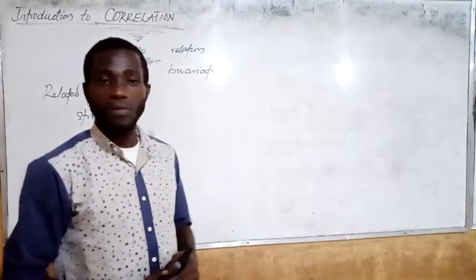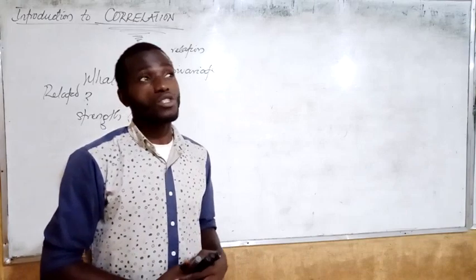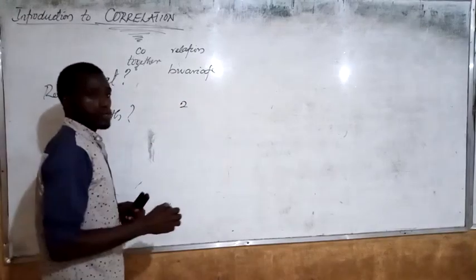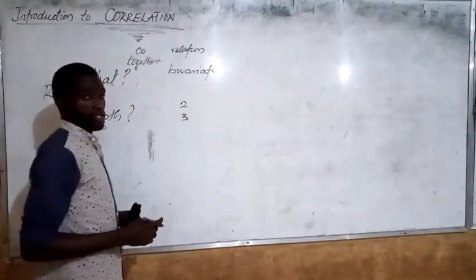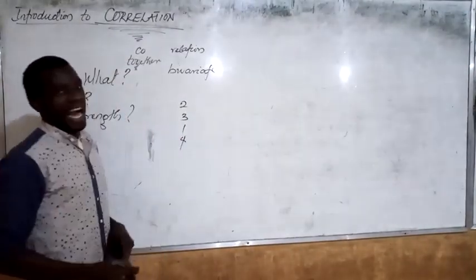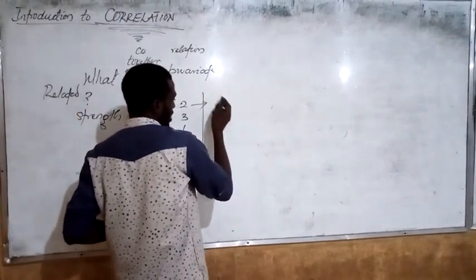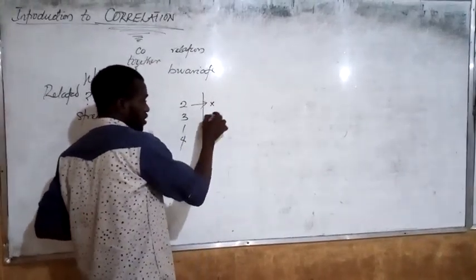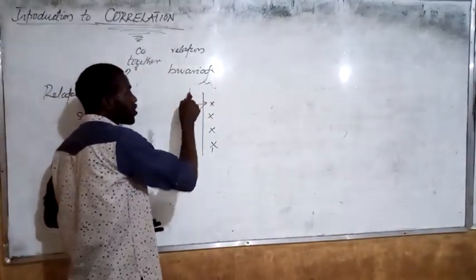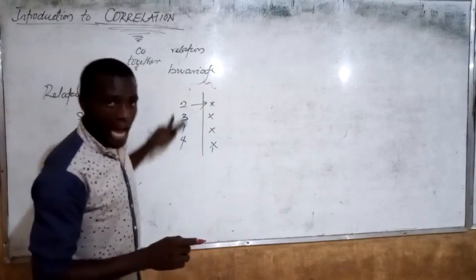For example, we could use students' studying hours. A student studies for 2 hours, compared to a student studying for 3 hours, compared to one studying for 1 hour, another studying for 4 hours, and their exam scores. Each of them will have a particular exam score. So we want to know if their exam score is related to their studying hours.